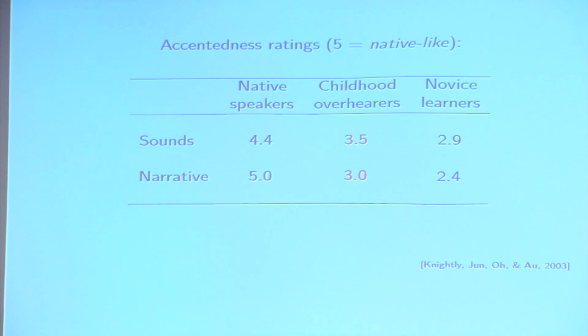The native speakers are doing very well, as you would expect, in both the production of individual sounds as well as a fluent narrative. The novice learners are not doing great. They're not quite breaking 3 on the 5-point scale. But the childhood overhearers are not patterning like the novice learners. Even though this is a group that didn't really speak Spanish in their childhood, they only overheard it, they're manifesting this memory or knowledge of their early exposure to Spanish because they are performing significantly differently from the novice learners, that is, more native-like.